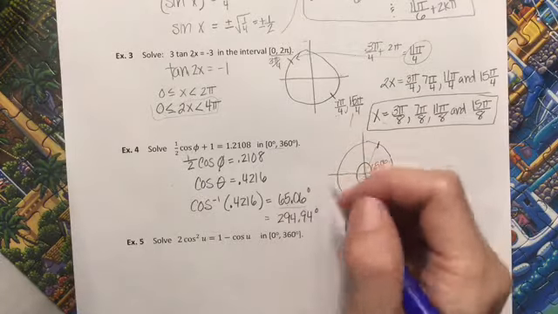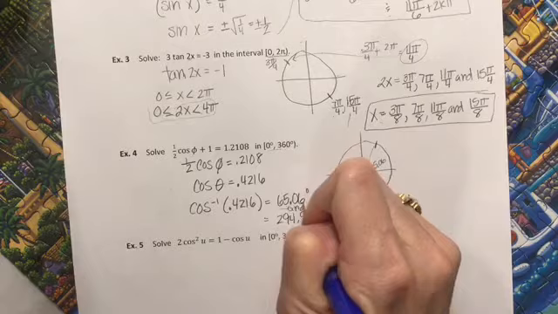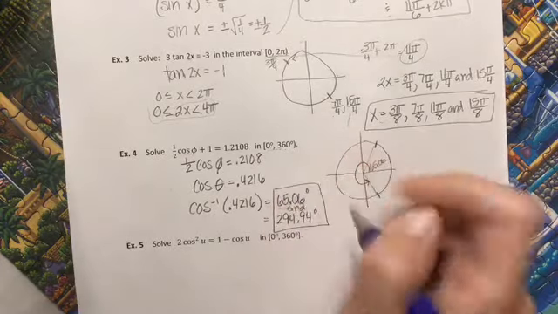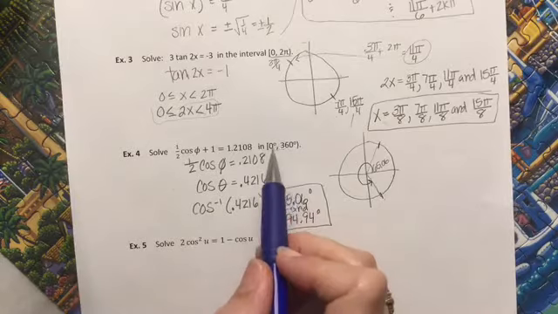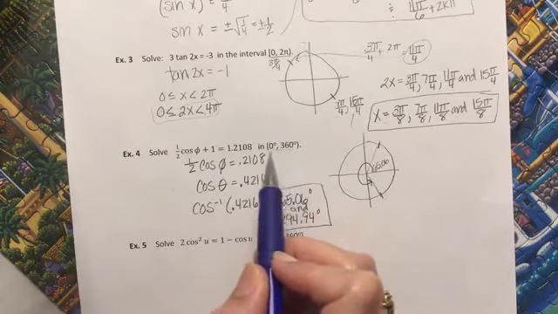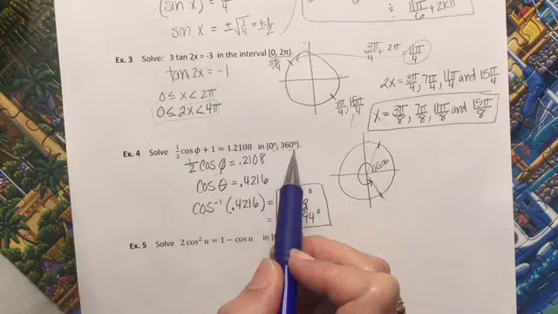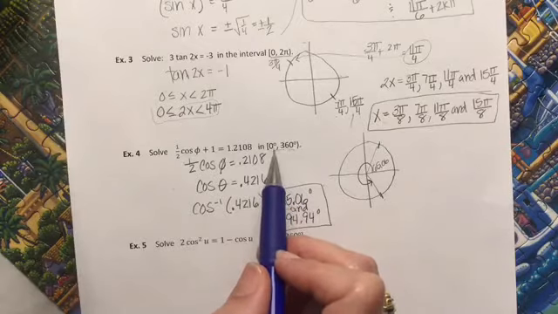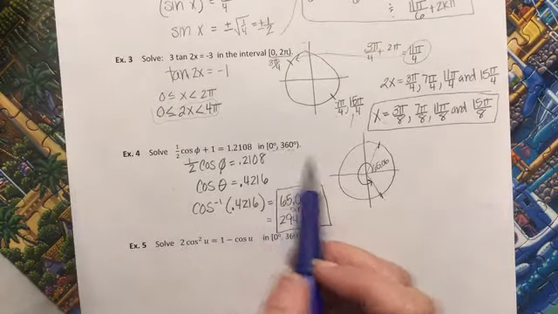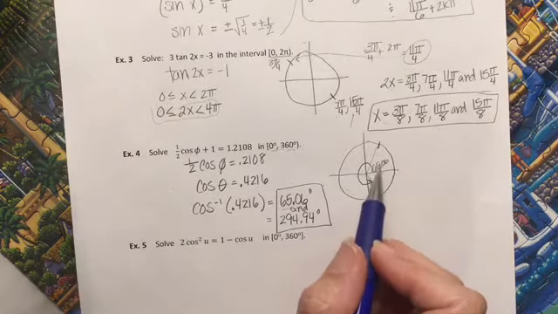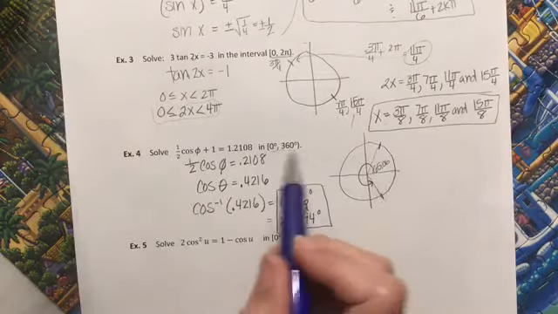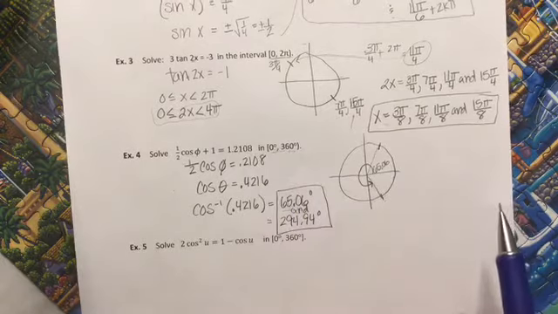Okay, and the book has a little bit of a picture for you. So the solutions are both of these. Where is the cosine 0.4216? It's in two spots, and they told us where the answers need to be, in between these two numbers. Now, if they had said between negative 90 and positive 90, then this would have been negative 65.06 and positive 65.06, but they didn't, so this matters.